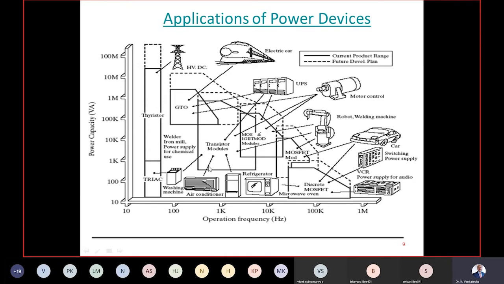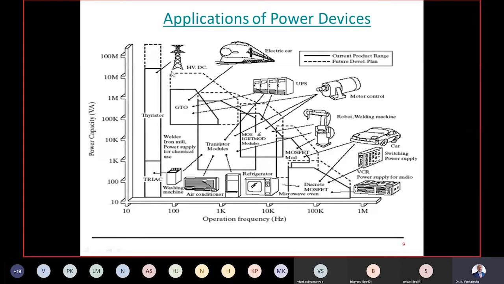And one more thing, this particular slide, I don't want to give more information, but I want to give very small information here. When you want to handle more power, my x-axis is frequency: 100, 1 kilohertz, 10 kilohertz, 100 kilohertz, 1 megahertz. My y-axis is power handling capability in terms of volt ampere. So up to 100 MVA, if you take HVDC systems and all. If you take an electric car or train system, it may go up to 100 kilovolt ampere, even beyond it. If you take UPS systems, there are some limitations.